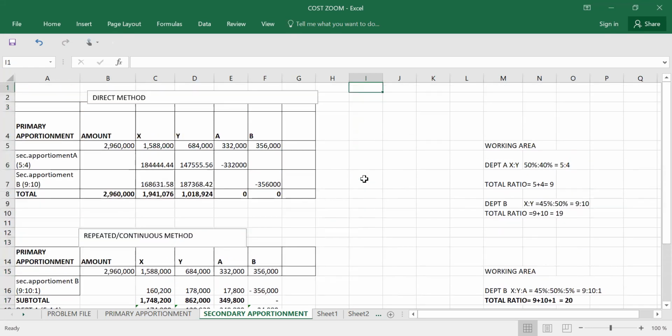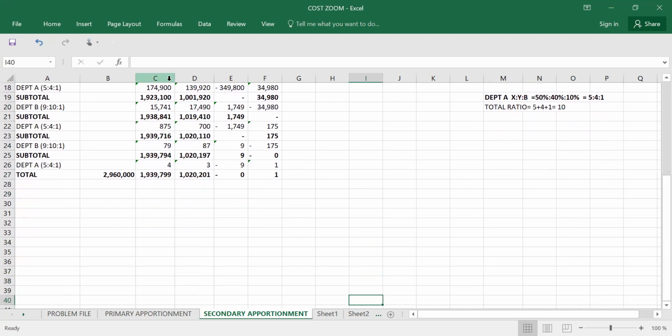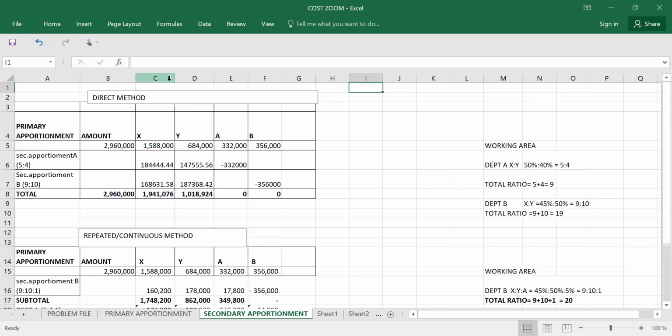For today, I think we can stop there. Those are the 2 methods we've seen. Next time we shall look at the remaining, which I think was algebraic. There are 3: direct, repeated, and algebraic. I think we shall start from there with algebraic.